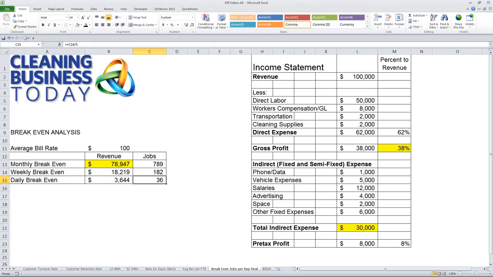These are very important numbers that we should use to run our business on a daily basis, something you want to be sharing with your salespeople, your scheduling people, and something you need to put into your plan in order to run a profitable business.